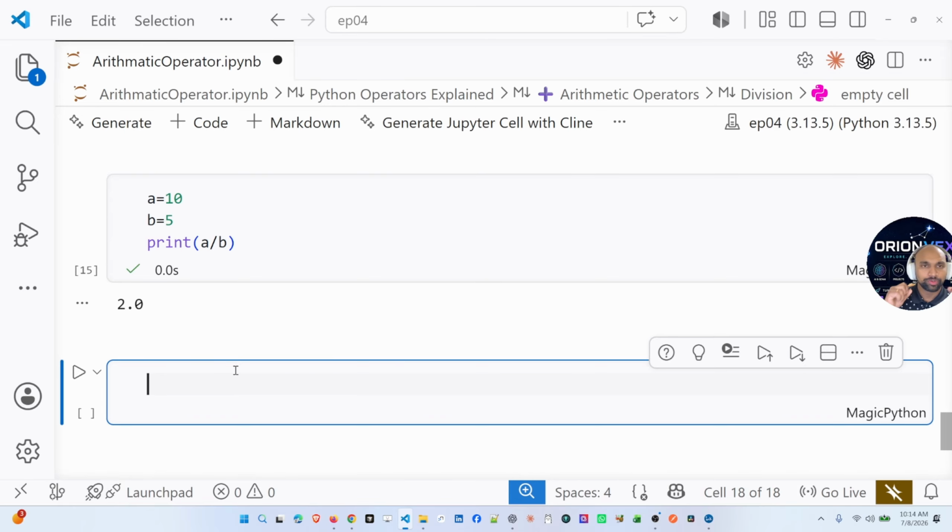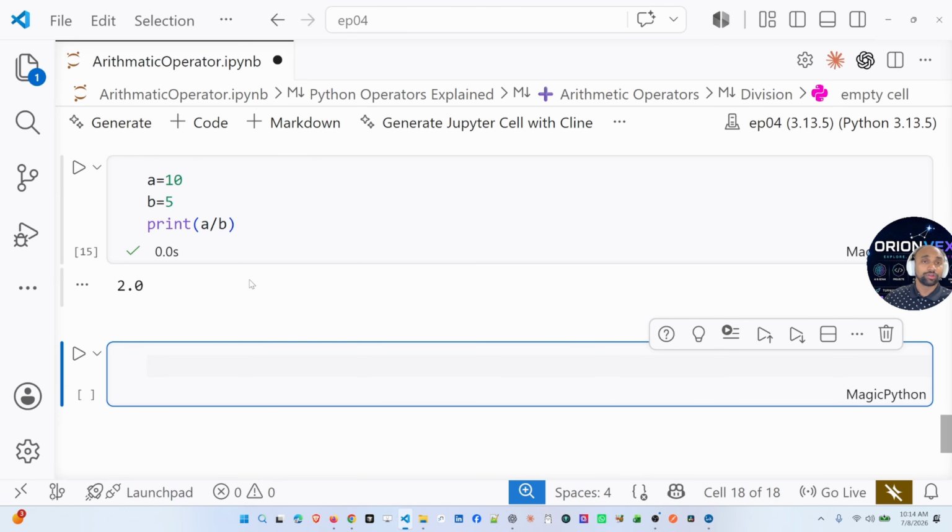Next, what we are going to see is called floor division. Floor division means it will avoid the decimal point from our output.